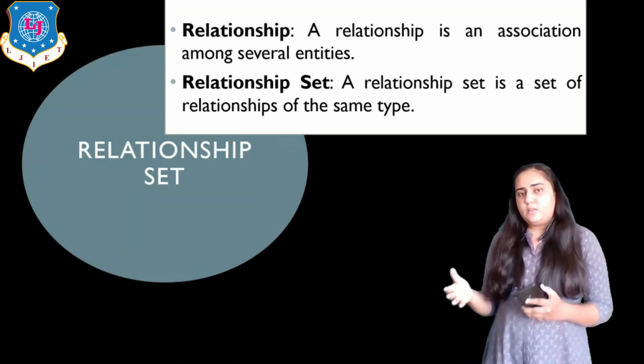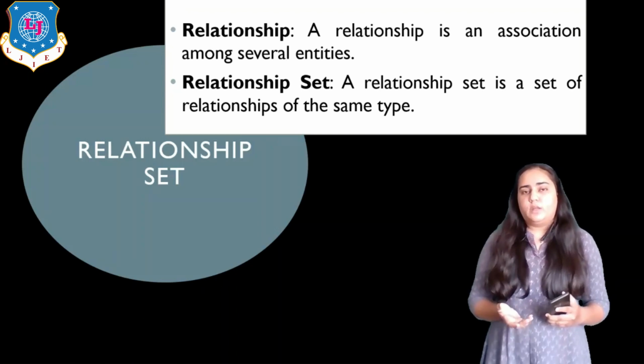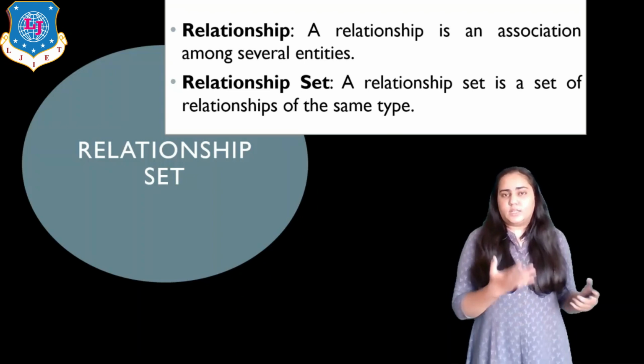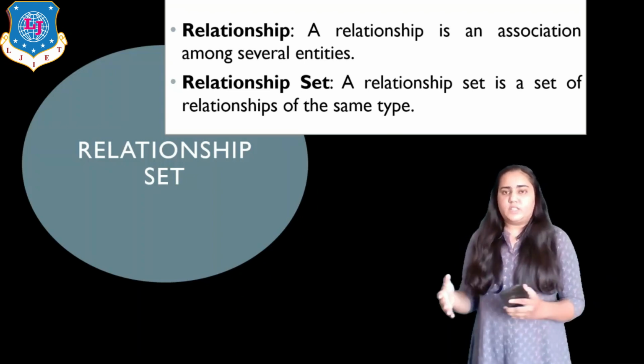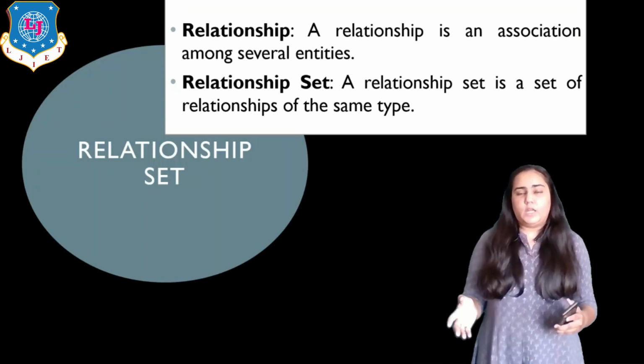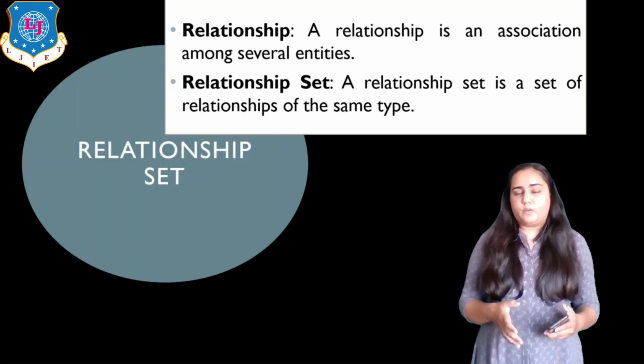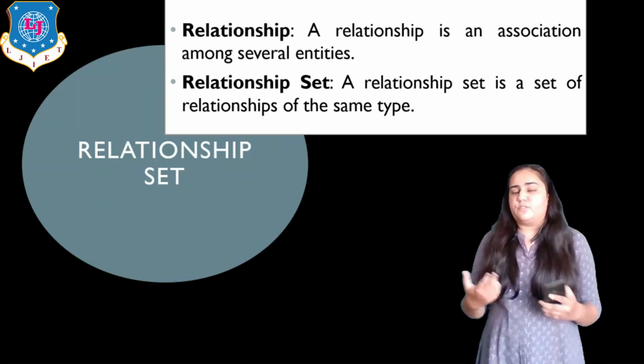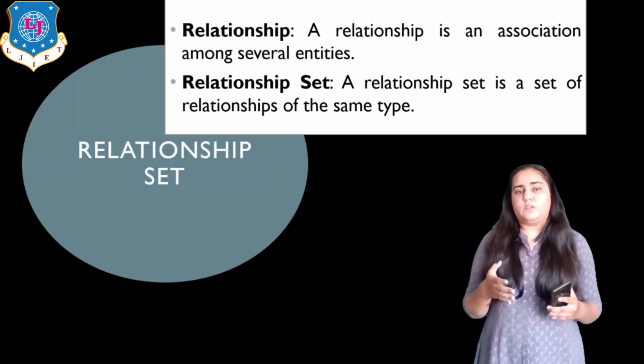If you were thinking in the form of a relational model, then what you would be doing is create a table for students and create a table for professors, and then create another table which says which student is being taught by which professor. So this table would be a relationship set.